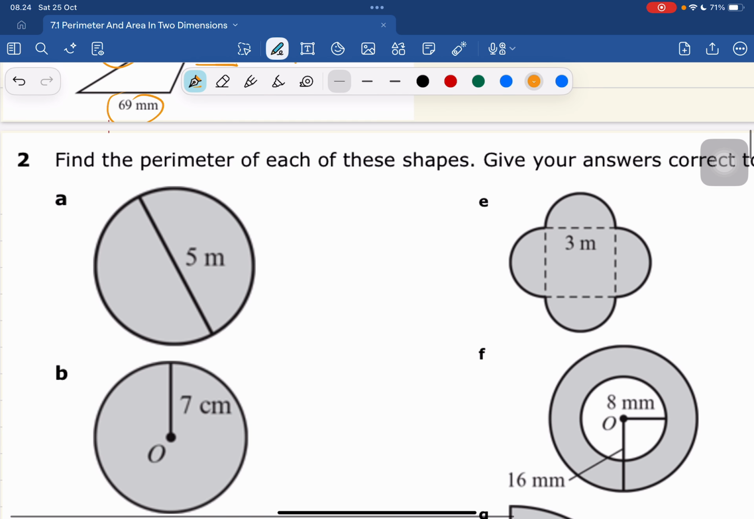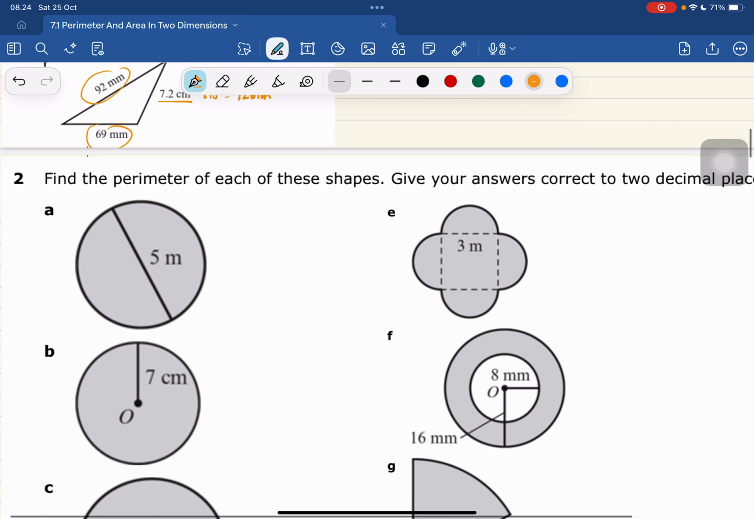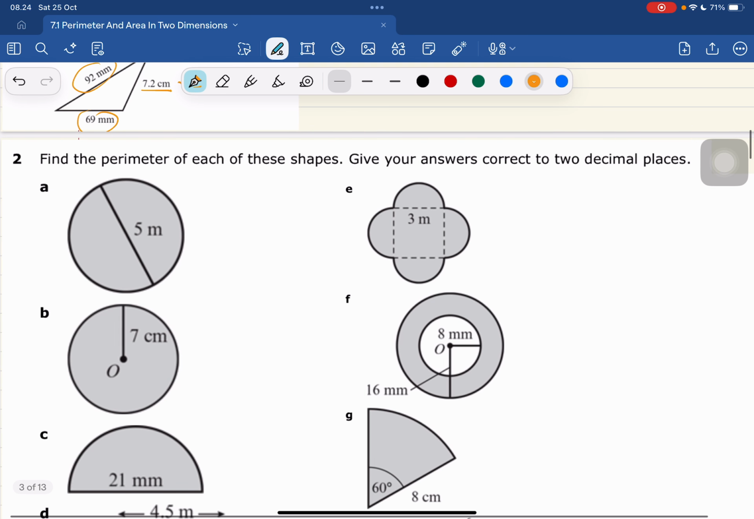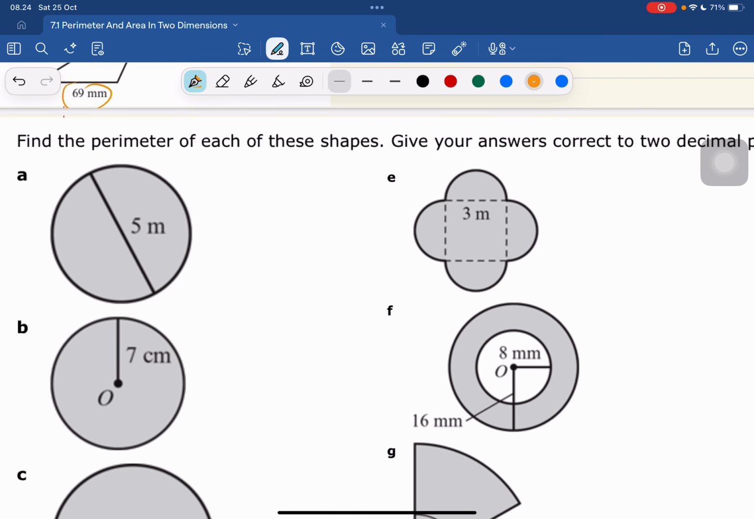Next, find the perimeter of each shape. Give your answer correct to a decimal place. Okay, if you would like to find the perimeter of the circle, this is the circumference or perimeter. It is pi multiplied by the diameter, or the circumference is going to be 2 pi times r, the radius. Okay, number 1, we got the diameter is 5, so we can use the first one.